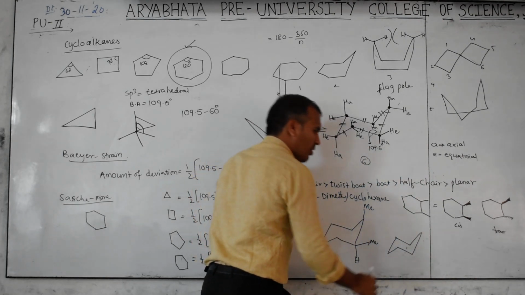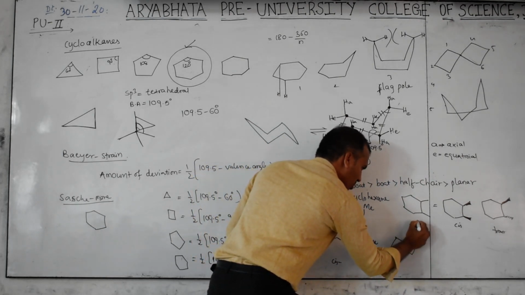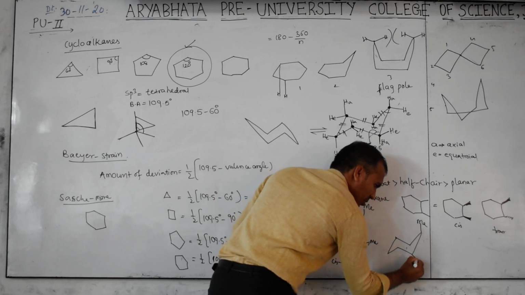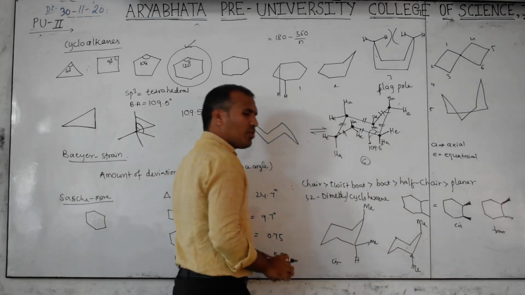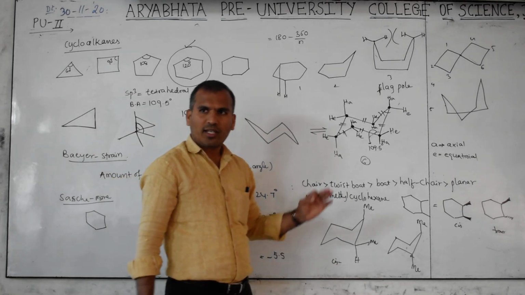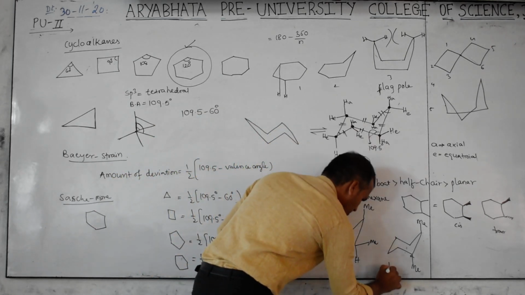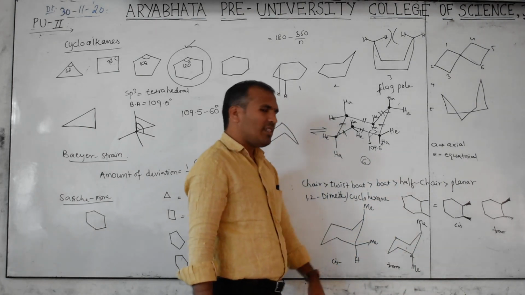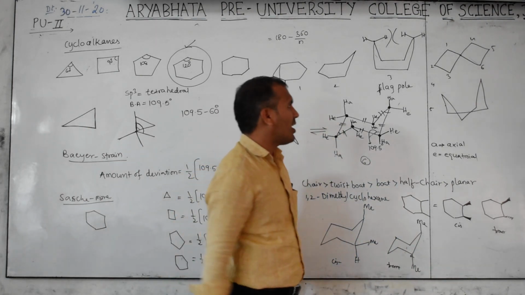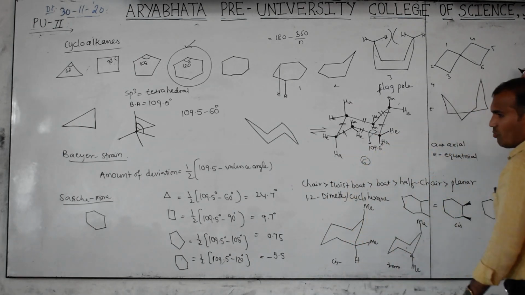Trans form, how to write? This is the first position, methyl group. This is the second position, methyl group. Both are same direction or opposite direction? Opposite. Then it is which one? Trans. Got the point? Now it is easy. 1, 2 is there. If 1, 3 is given, tell, 1, 3.